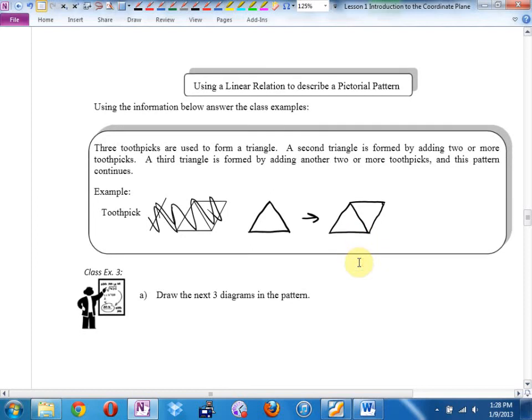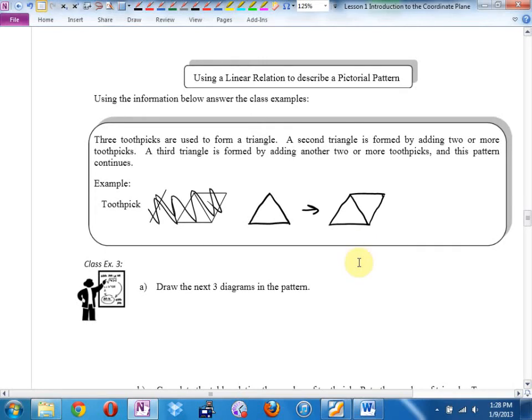So, first thing, there is a typo. Oh, no, I did fix it on yours, did I? I redrew it. Okay. It says 3 toothpicks are used to form a triangle. There's the first one right there. 3 toothpicks, use your imagination. And then I formed a second triangle by adding 2 toothpicks to the top right corner, like that.